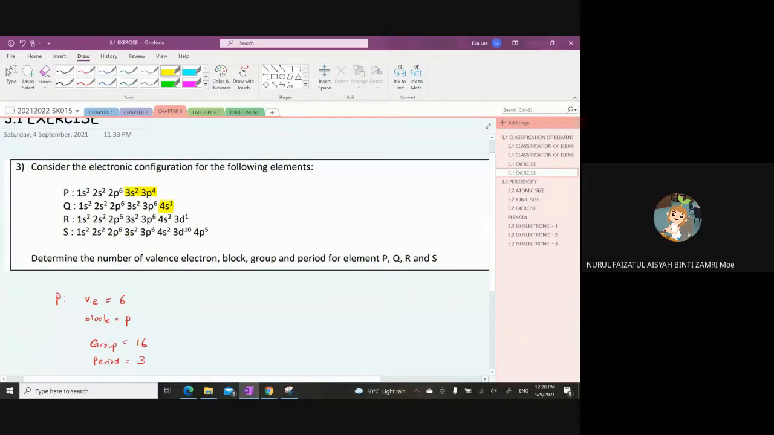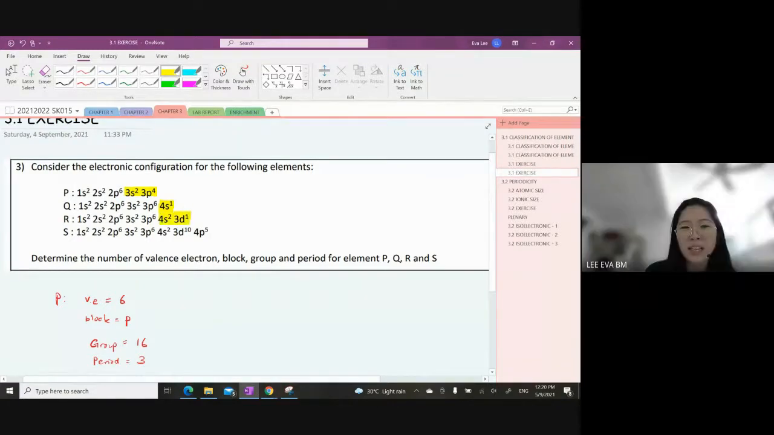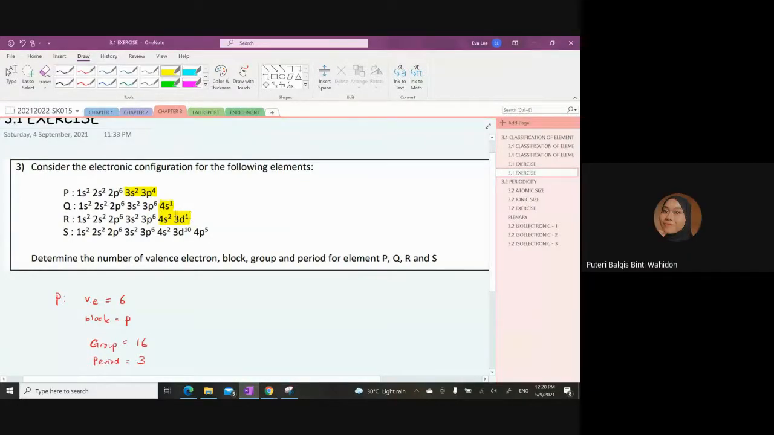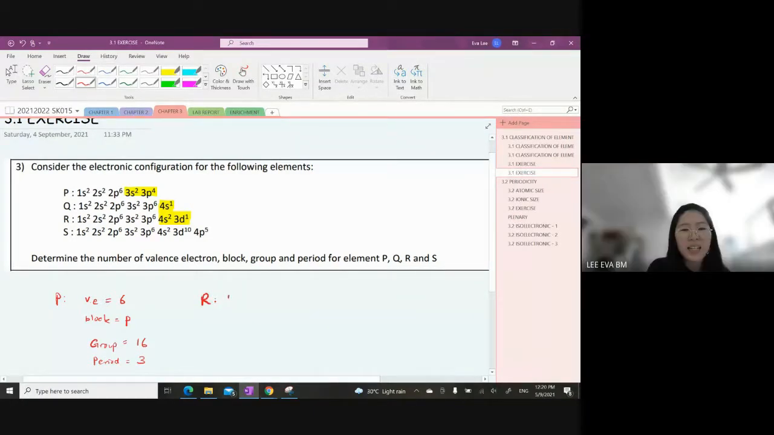3. 3 because it includes 4s2, 3d1. So 3 valence electrons. What is the group? Group 3. Block D. Okay, untuk R ya, kita punya valence electron ada 3.